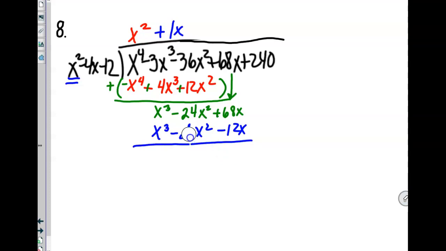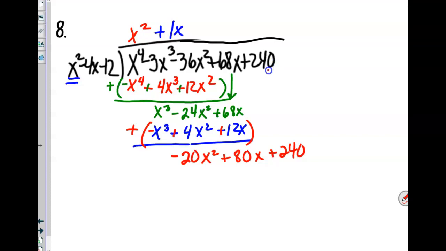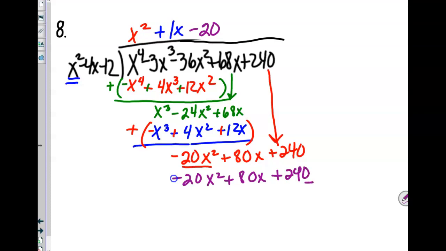Who's lost? Nobody's willing to fess up? Okay. I am subtracting or adding the opposite of all these. So I now have negative 20x squared plus 80x plus 240. Anybody get that for that step? Okay. We got to bring this guy all the way down. All right. What does x squared need to multiply by to become exactly negative 20x squared? So negative 20 up here will give us negative 20x squared plus 80x plus 240.